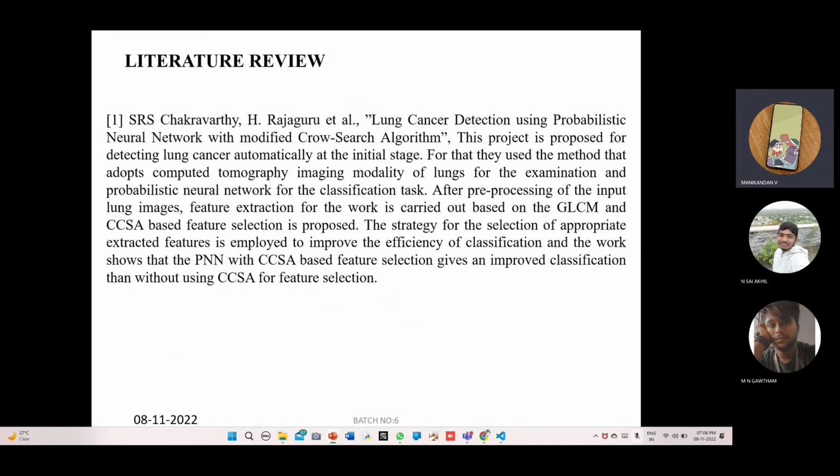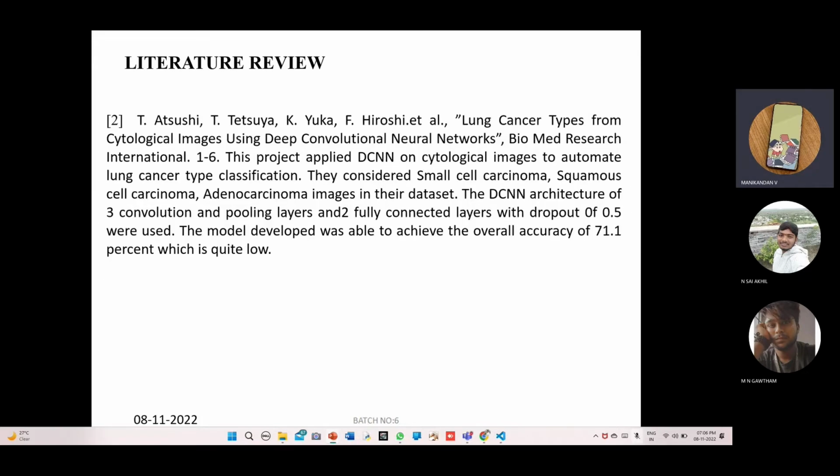The literature review for our project: S.R.S. Chakravarti and H. Guru proposed a paper called Lung Cancer Detection using Probabilistic Neural Network, with the concept that lung cancer can be detected automatically at the initial stage, and they used GLCM and TGSA feature selection. Another paper, Lung Cancer Types from Cytological Images using Deep Convolutional Networks, used deep convolutional neural networks on cytological images with pooling layers and convolution, and they have an accuracy of 71.1%, which is quite low because detection is very important.